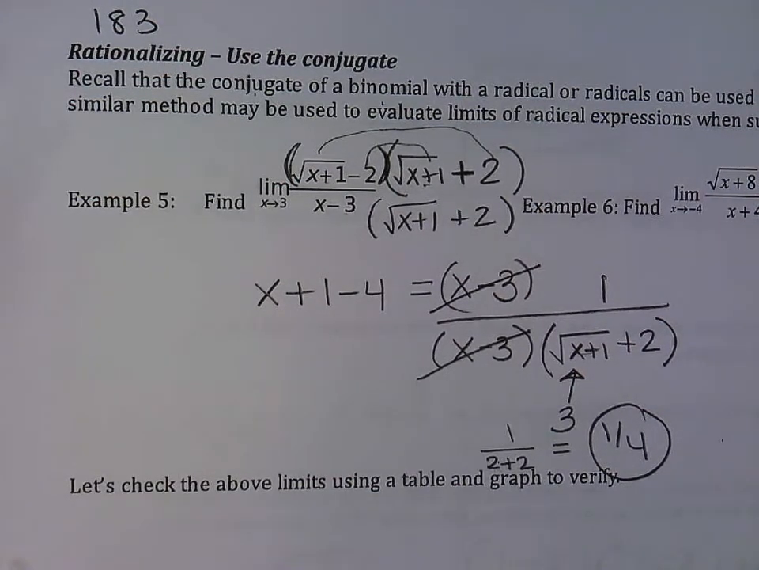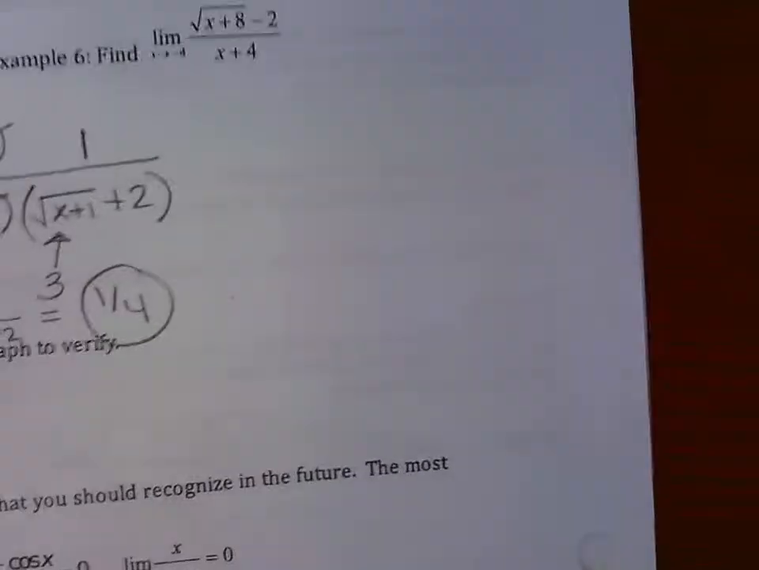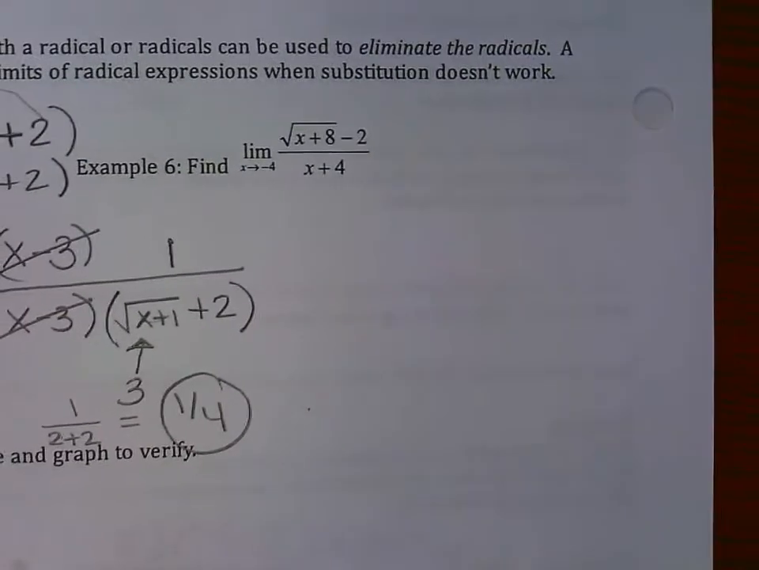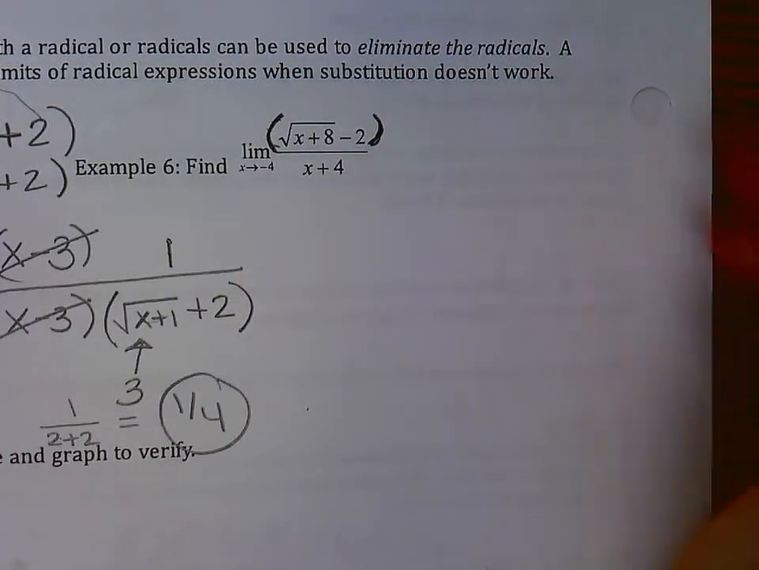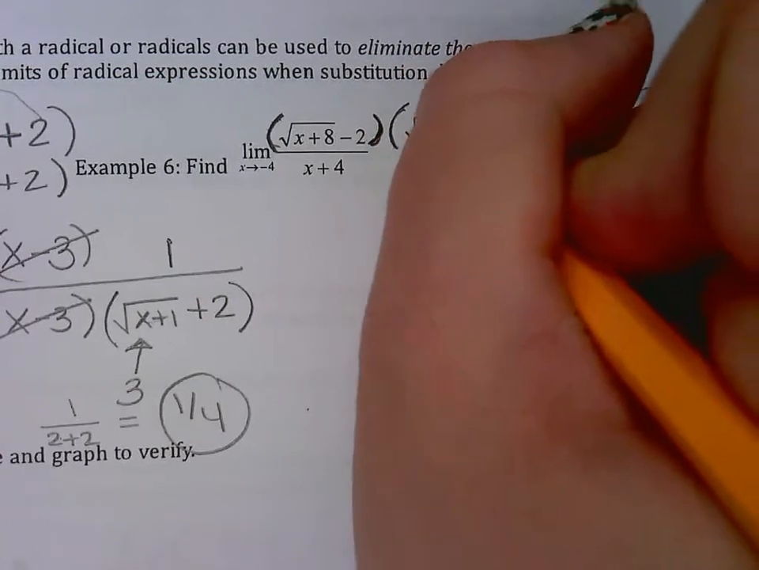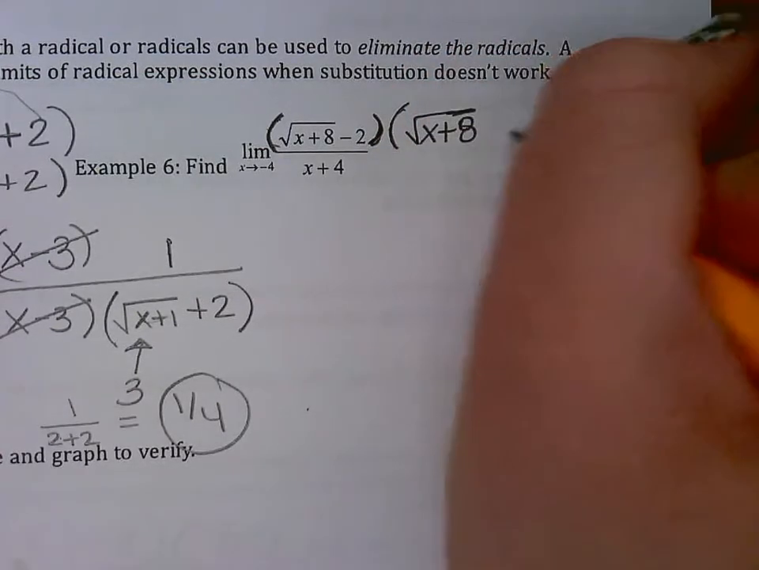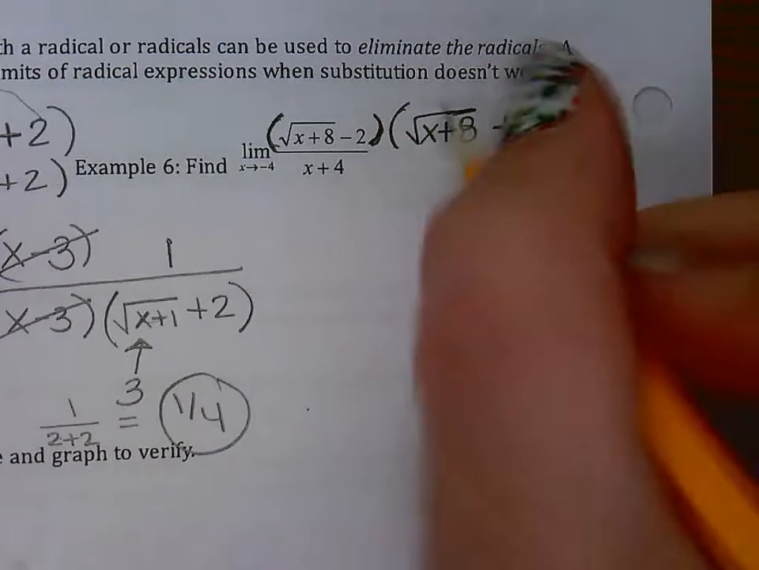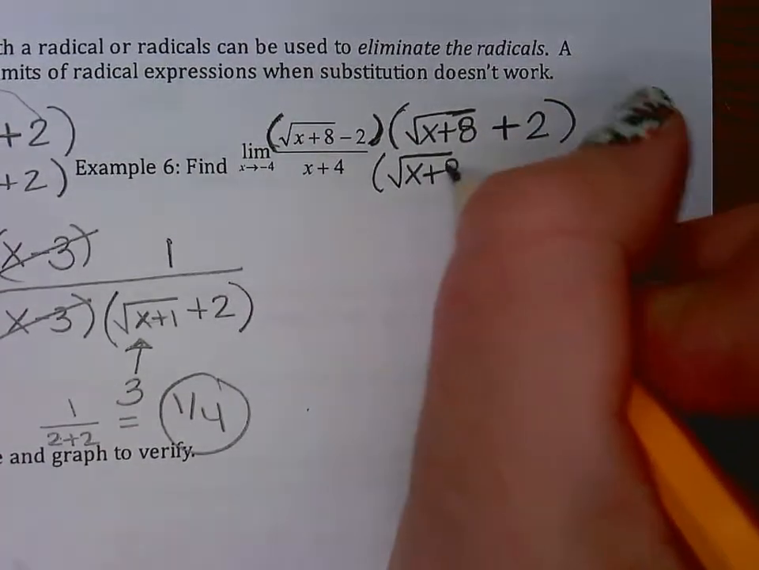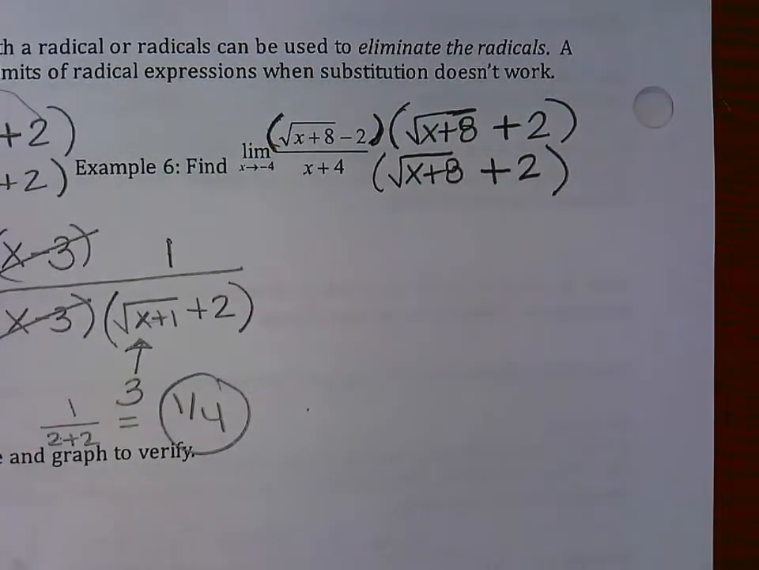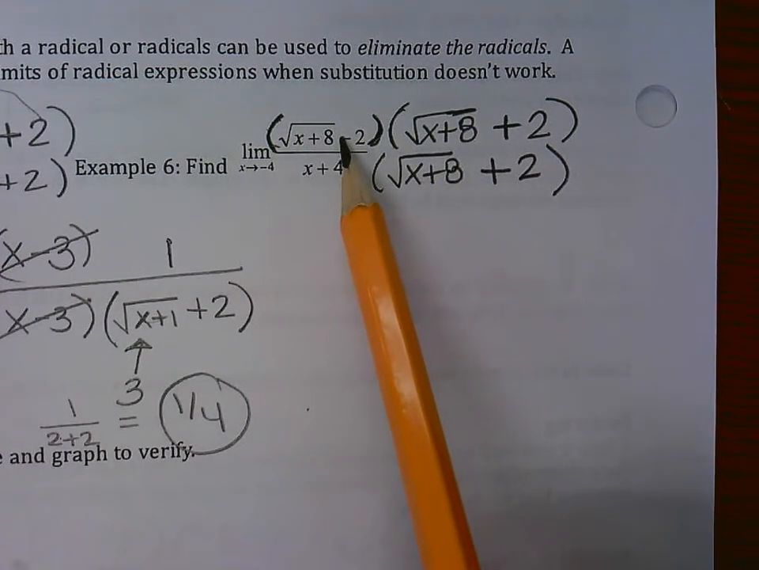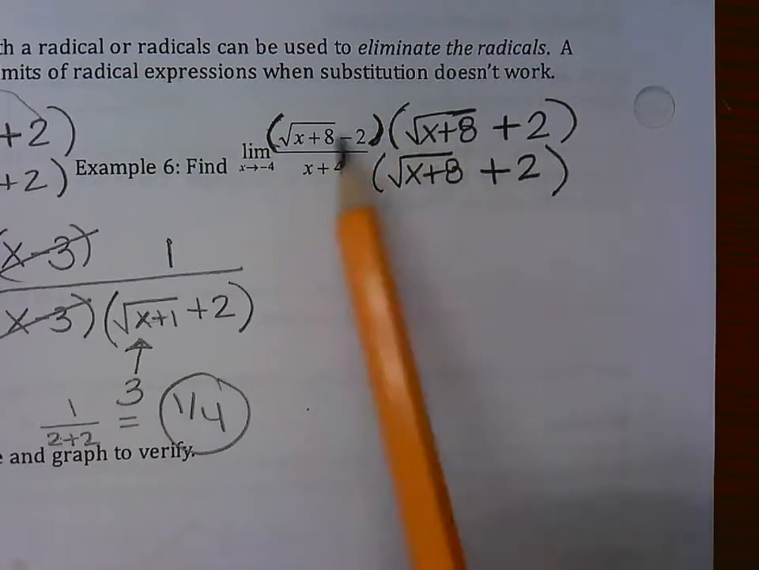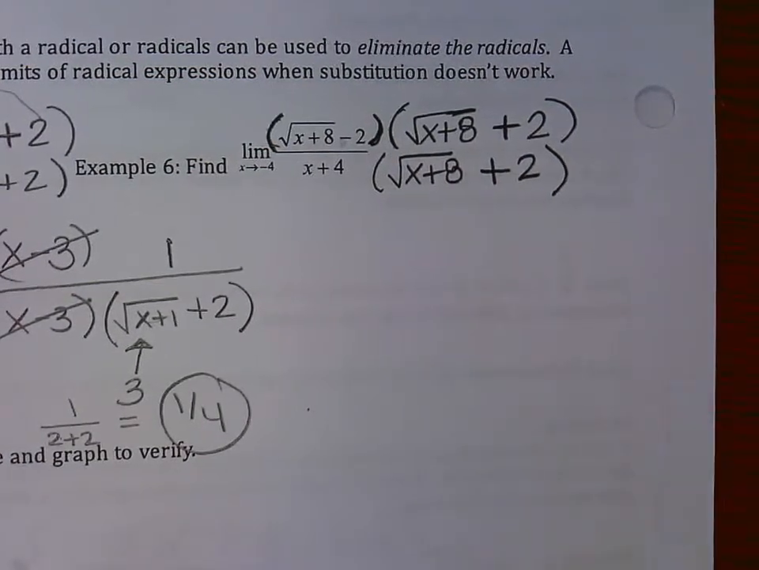Could you try number 6 the same way? You're going to set up number 6 using the conjugate of the numerator. Your conjugate would be the square root of x plus 8 plus 2 this time. The only thing that is changing is this negative sign in the numerator became this positive sign. That's a conjugate. See if you can use that same strategy to solve for x.